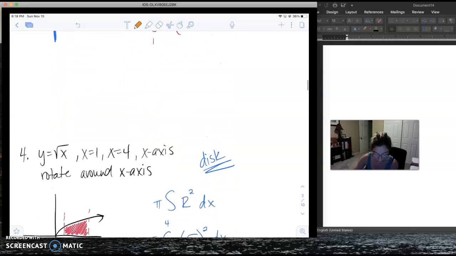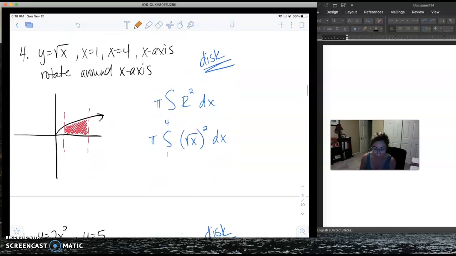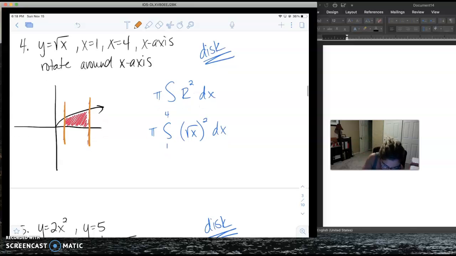the shell method. If you look at number 4, we have the square root of x, which you've kind of drawn. We have x equals 1, this line, and x equals 4, this line. That gives me a really good starting point and ending point. So I can imagine that my little rectangles are going to be stacked from x equals 1 to x equals 4 along the x, right?